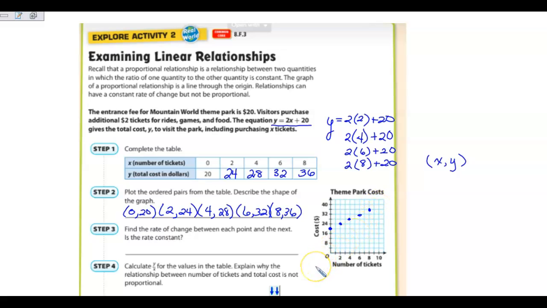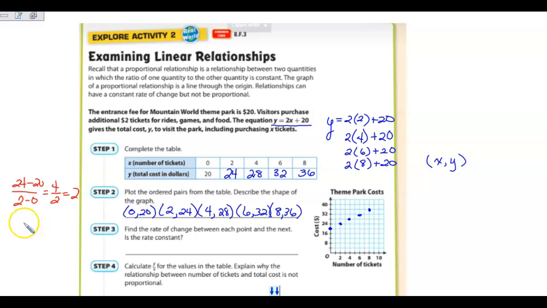We need to find the rate of change between each point and the next. Is that rate of change, is the rate constant? Okay? Remember, when we're looking for the rate of change, it just takes any two points, and we're going to find the difference between them. So let's pick these two. 0 and 2, so I'll have 2 minus 0 on the bottom, that's my x values, and 24 minus 20, that's 4 over 2, which is 2.